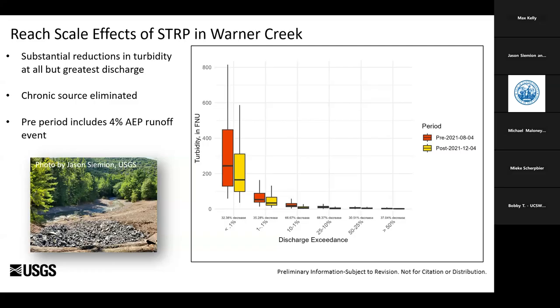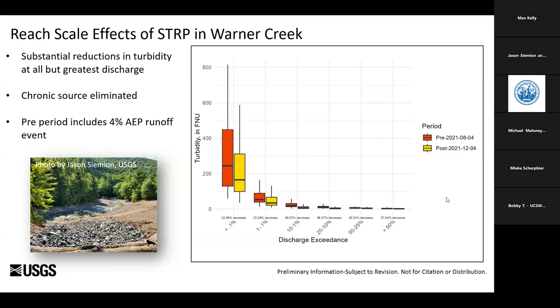So if we look here, let's go right to left. Here we have the greater than 50% and the 50 to 25% exceedance flow classes. If you want to think of these discharge classes, think of these as your, for the most part, everyday flows, including non-storm periods and summertime low flows.